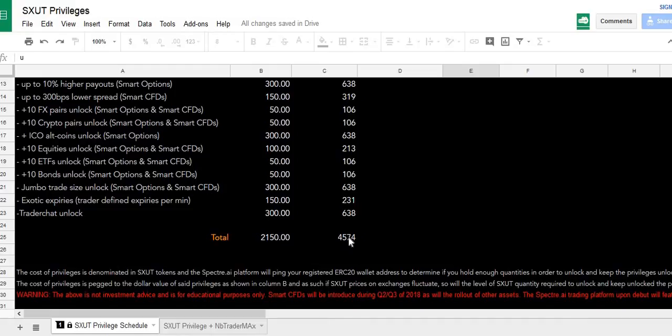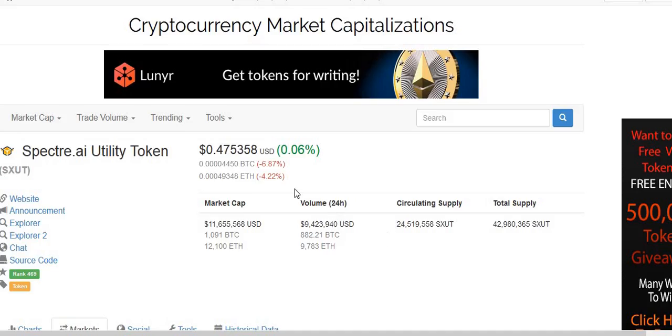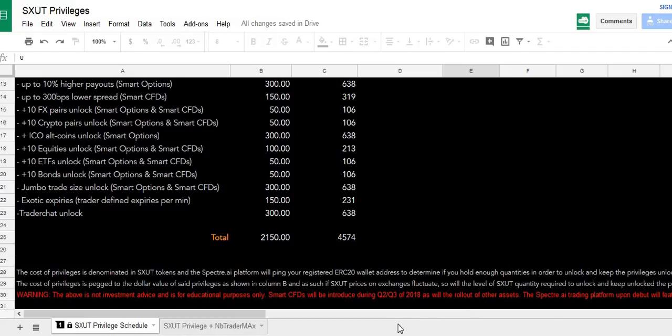So the total number of tokens you're going to need is 4574. So that's pretty basic math. 4574 tokens times 0.47 means you would need to invest $2,149.78. That is based on the current price as it's listed right now to actually get these benefits.